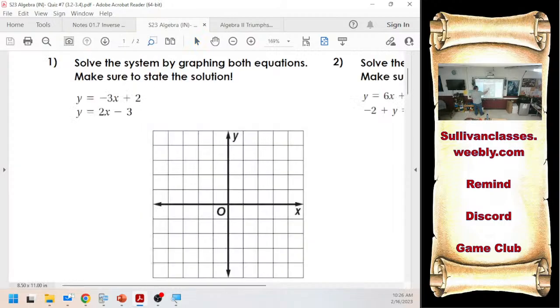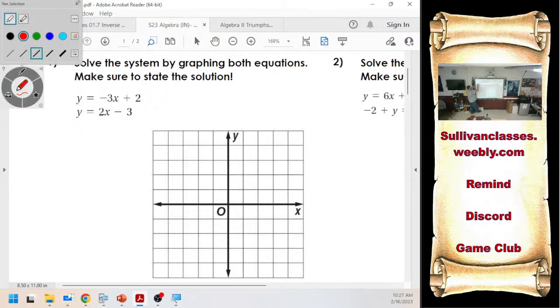So, last quiz left off with word problems, solving inequalities, and graphing a line. So we picked up with graphing 2 lines, and after doing all of this practice, those of you who have been following along with me, I think these are going to be pretty easy. So, solve the system by graphing both equations. I'm going to graph 2 of them and see where they cross.